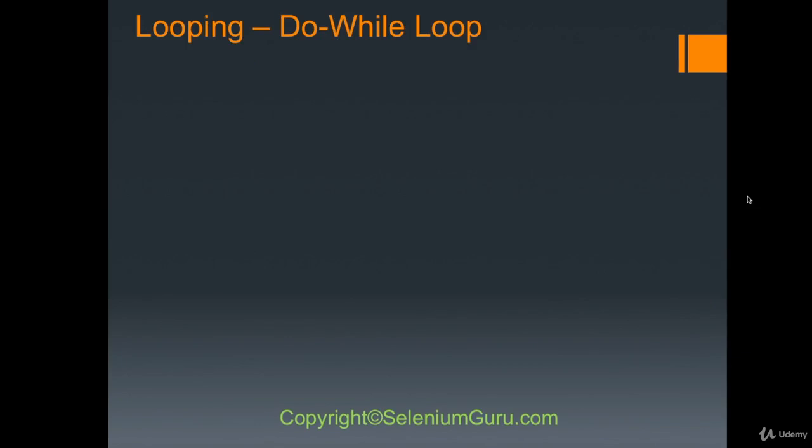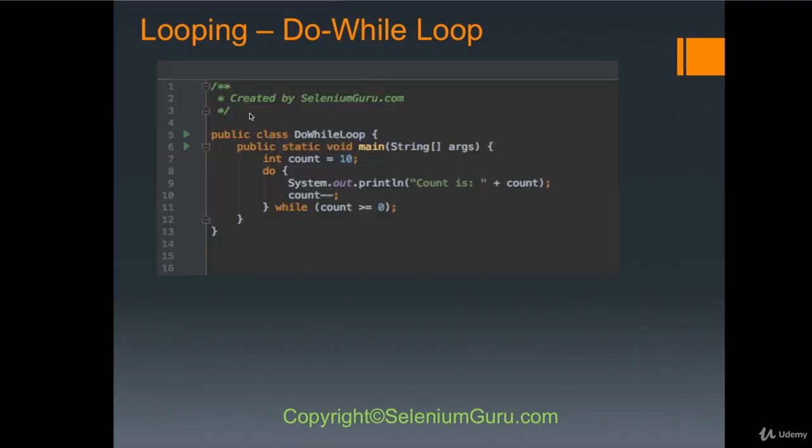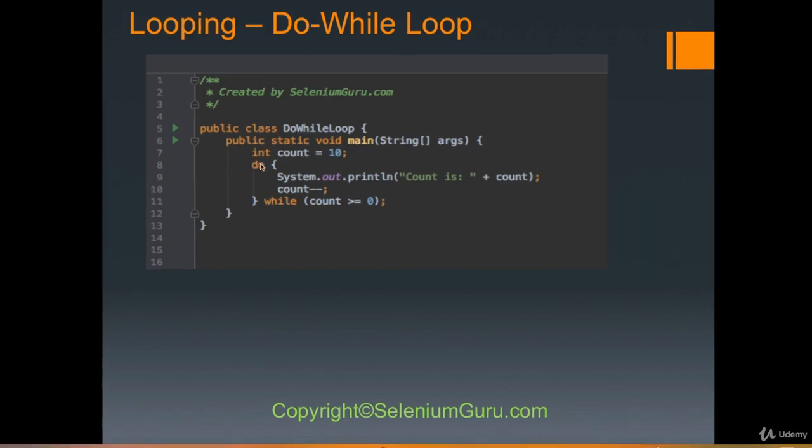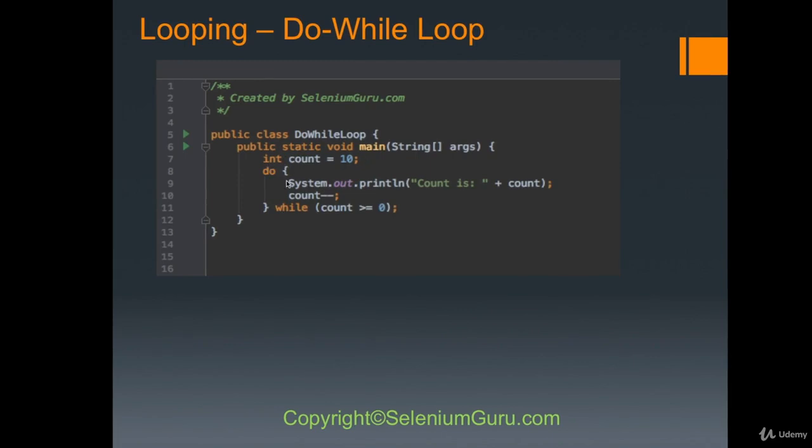The next one here is the do while loop. So let's see how it works. It's kind of similar to the while loop, but it has a different syntax here. I've got int count equal to 10, right? Here I've named this variable count instead of i. So now I have this do block here, and what it's going to do is run this code here.